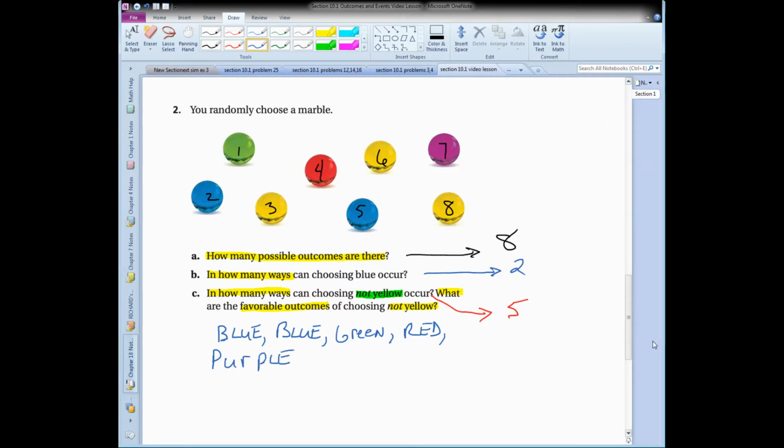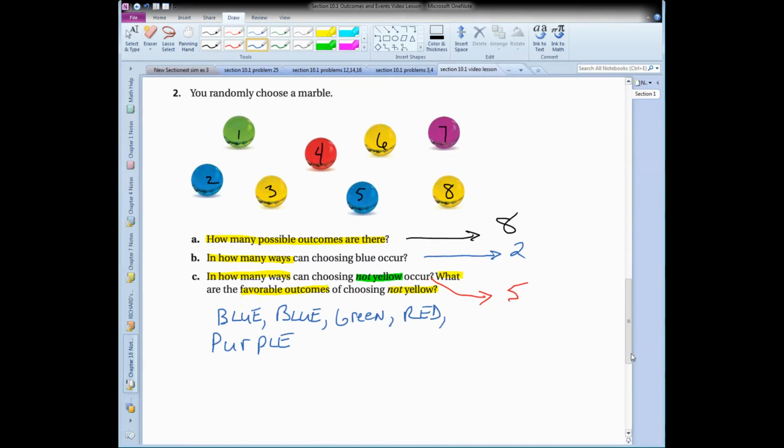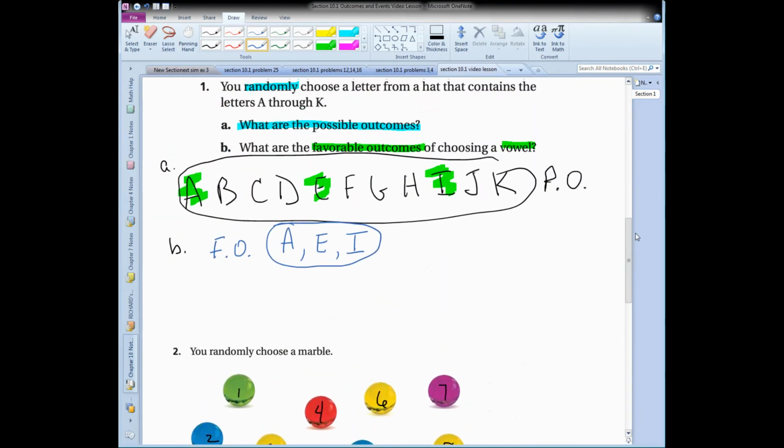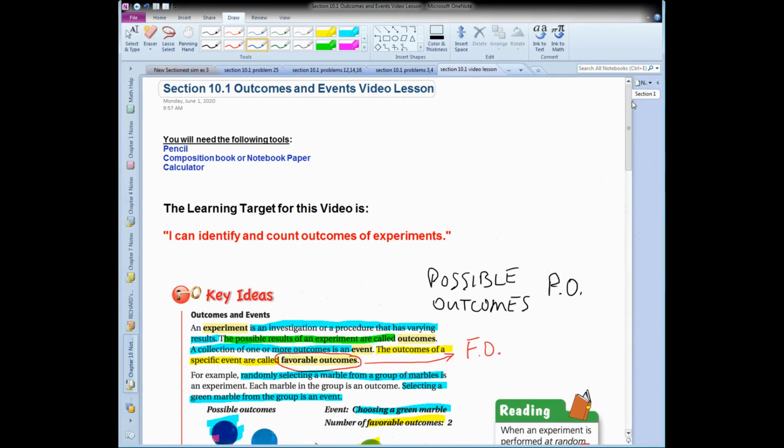So the key ideas in this section are make sure that you read the question carefully. If it asks for how many, we're looking for a number. If it says what, then I need you to list the favorable outcomes or list the possible outcomes. So that is it for section 10.1.